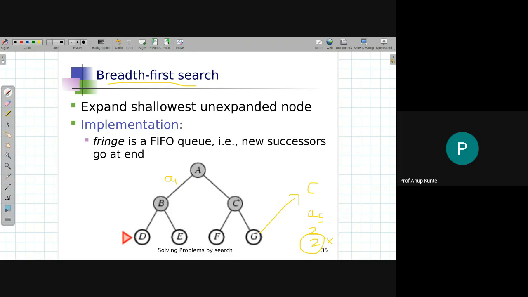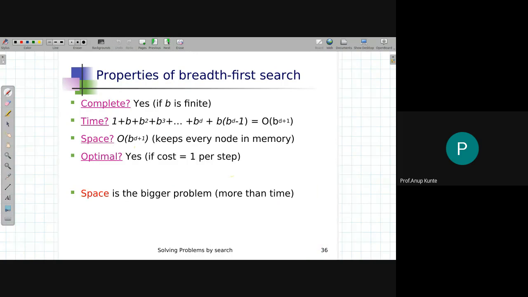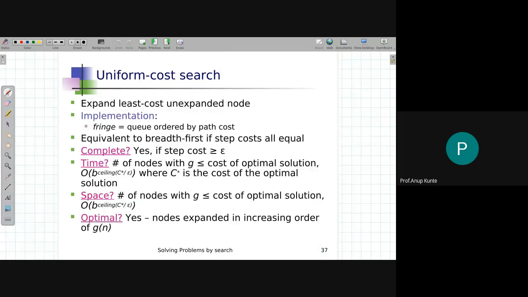Okay, now going back to the next thing, we'll revisit this slide. I just need to go to the next search algorithm.